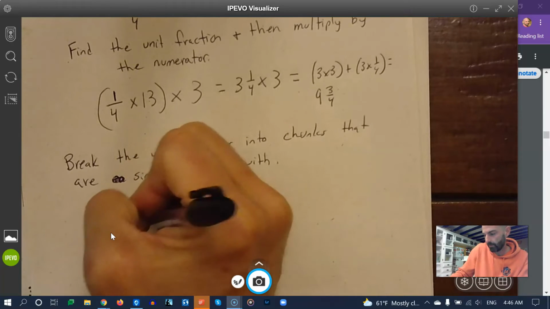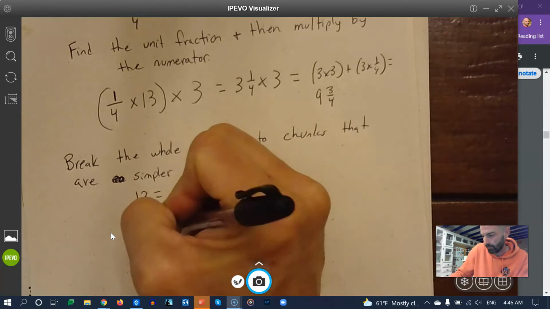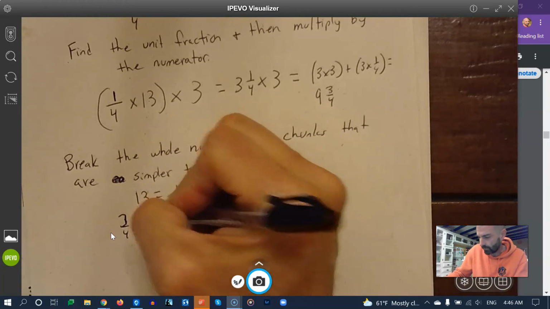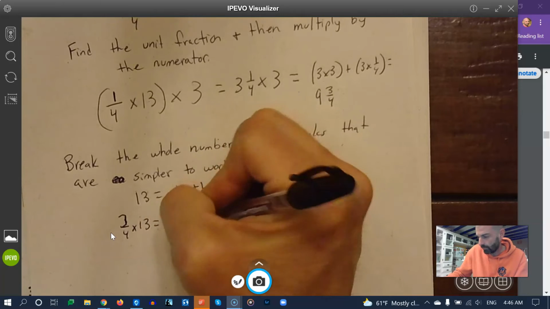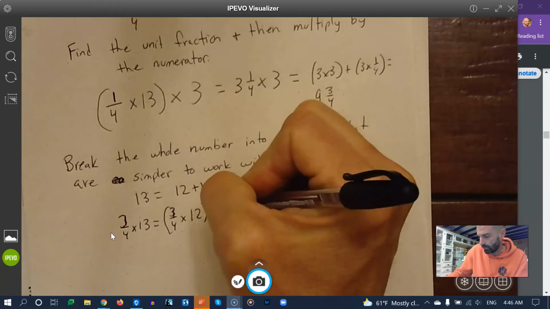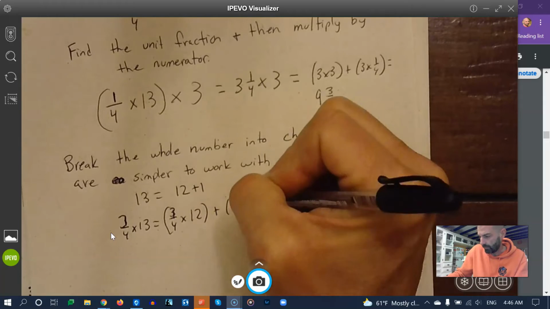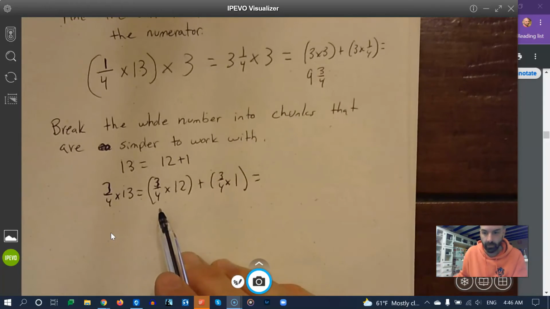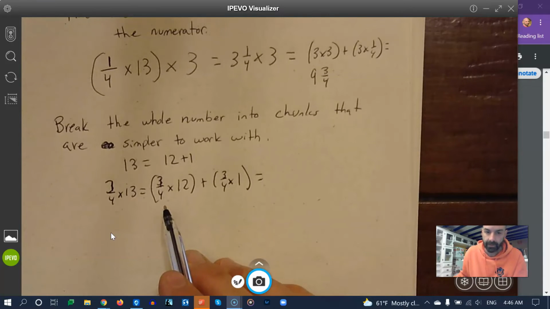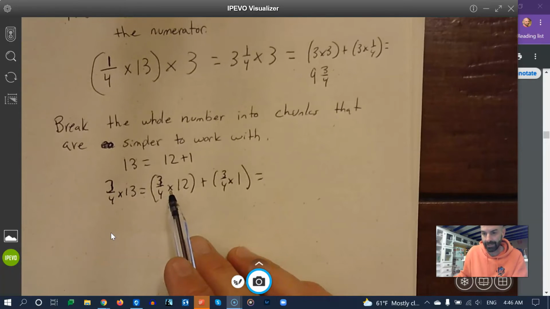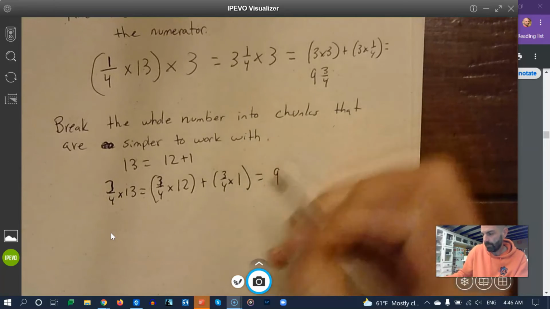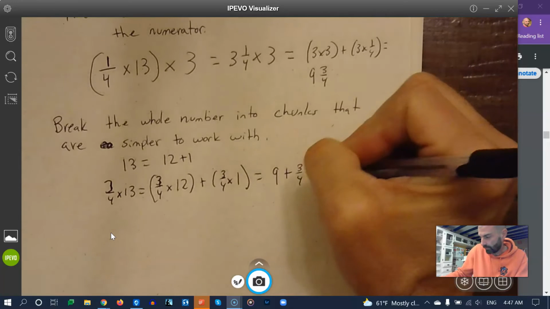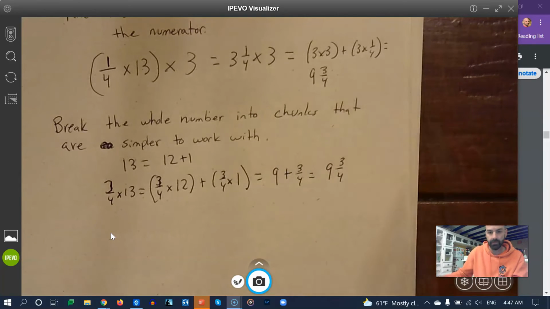So because that equals 12 plus 1, we could take 3/4 times 13 and turn it into 3/4 times 12 plus 3/4 times 1. So 3/4 of 12, well, 1/4 of 12 is 3, and 3 times that is 9. And then 3/4 times 1 is 3/4. So we add those 2 together to get 9 and 3/4, which is just what we got up there.